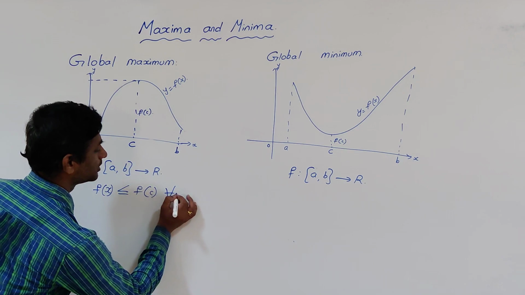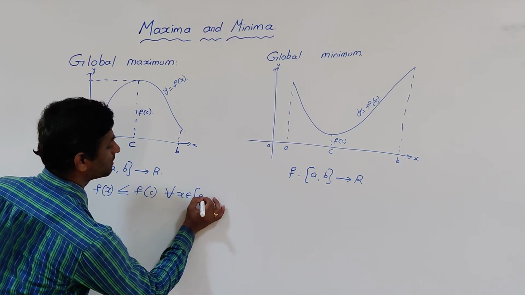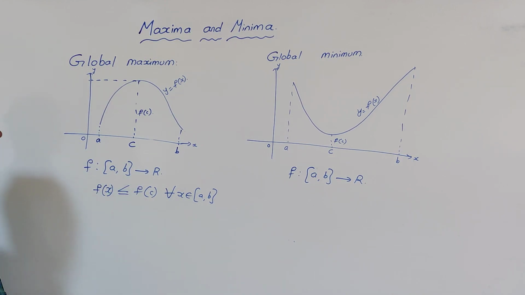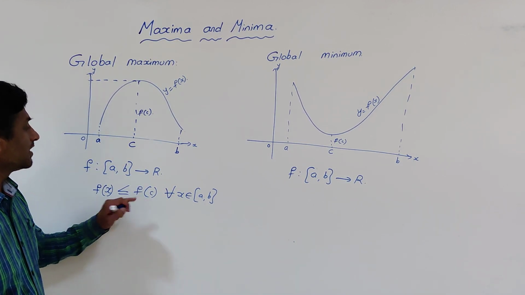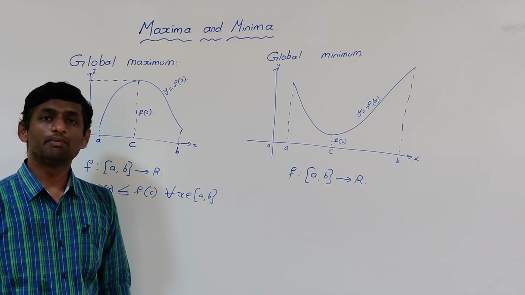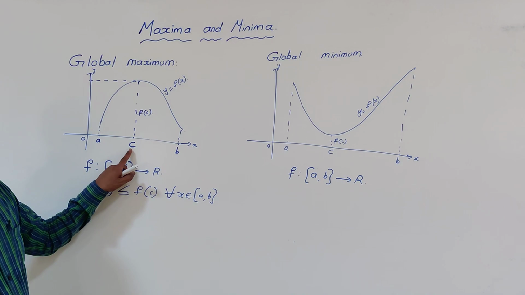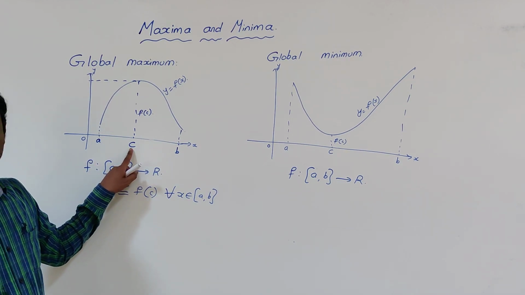So for all x belonging to the closed interval [a, b], all the outputs should be less than f(c). Then this f(c) is called the global maximum value. At what point? The point of global maximum is x = c.